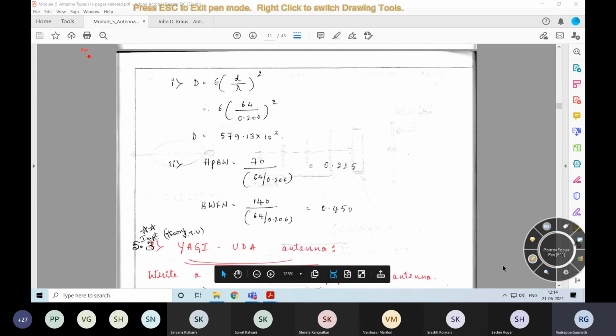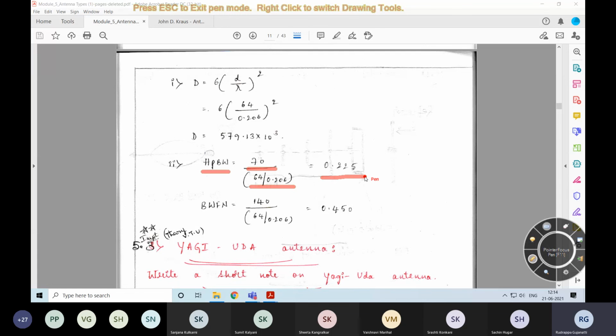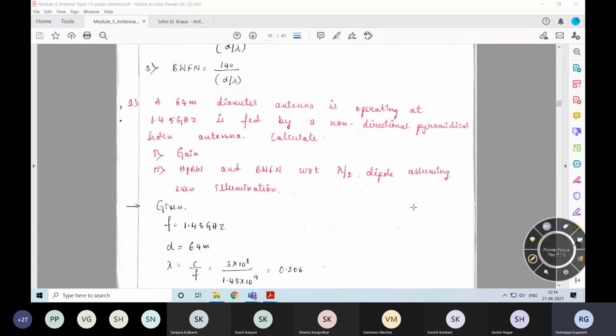Then the half power beamwidth is given by 70 divided by D by lambda, which turns out to be around 0.225, and this will be in radians. The beamwidth between first nulls is 140 divided by D by lambda, which is 0.45. So this is an example pertaining to the parabolic antenna.